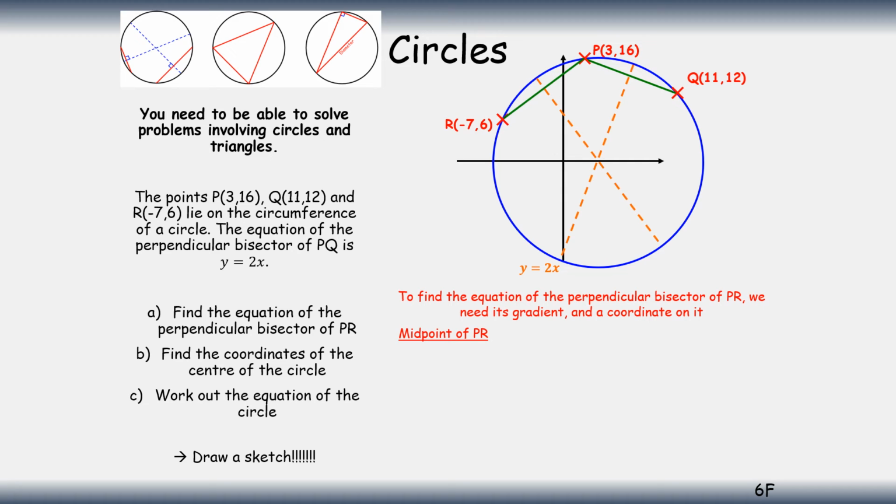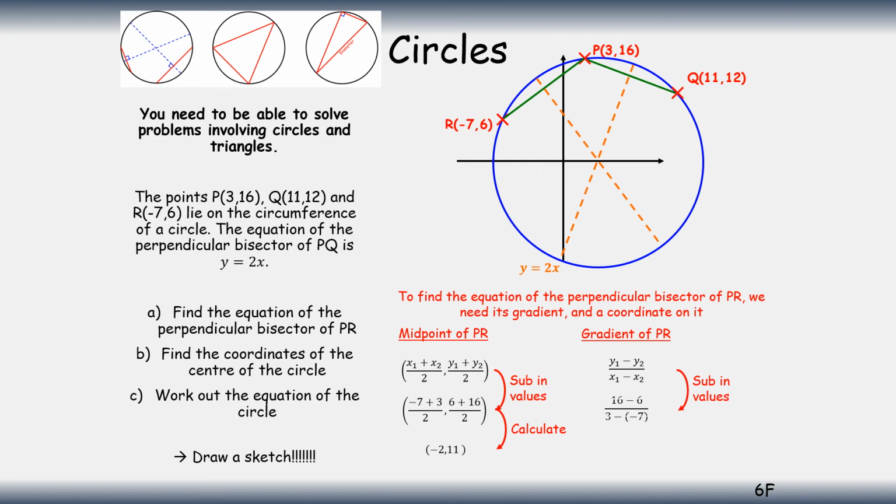So once we've worked out the midpoint of PR by substituting into this formula, we get the midpoint (-2, 11). Now what we need to do is work out the gradient of PR, so the difference in y over difference in x, which gives us the gradient of PR as 1. The gradient of the perpendicular line, because they're perpendicular, they have to multiply to give you -1. So the gradient of that line is -1.